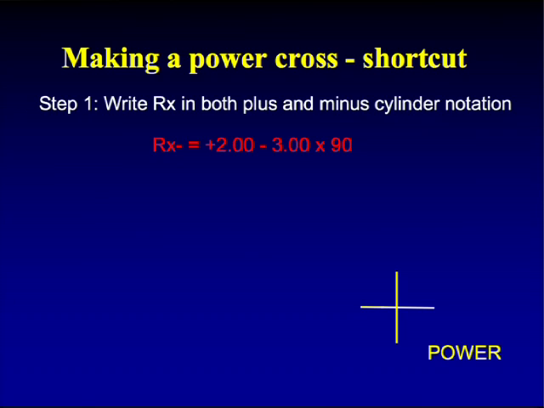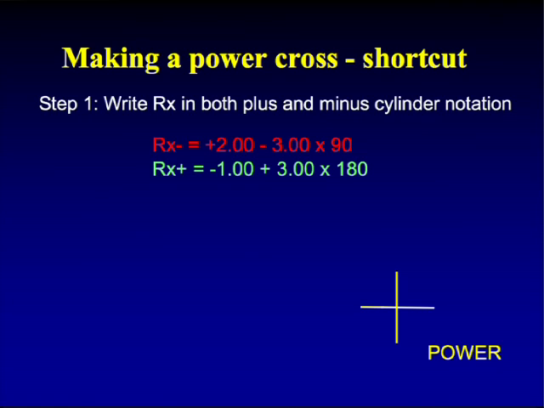The new sphere is the old sphere plus the old cylinder. So +2 minus 3 is -1. The new cylinder is the same as the old cylinder, but with opposite sign. And the new axis is 90 degrees away from the old axis. So this is the same prescription written in minus cylinder form and in plus cylinder form.